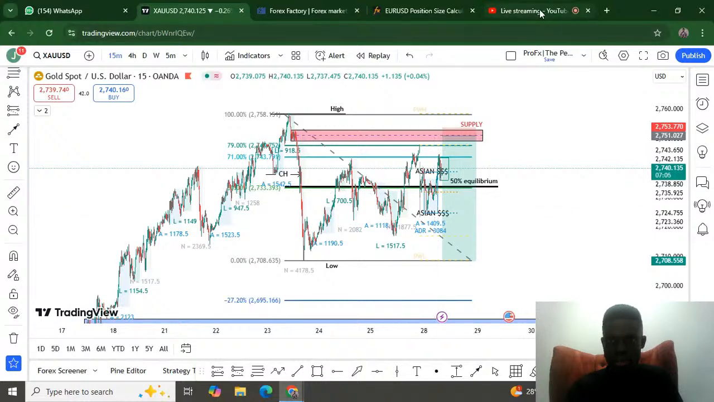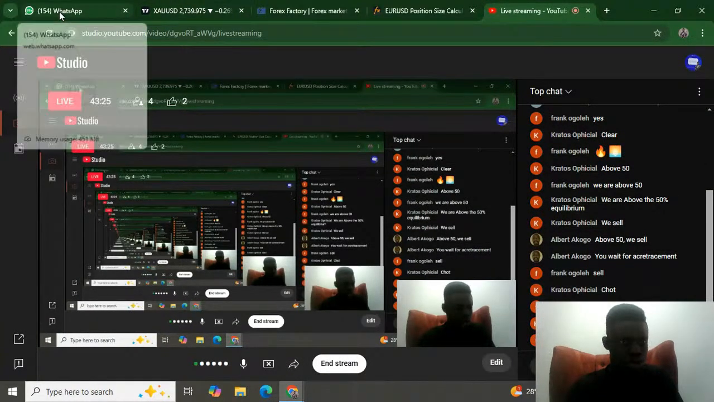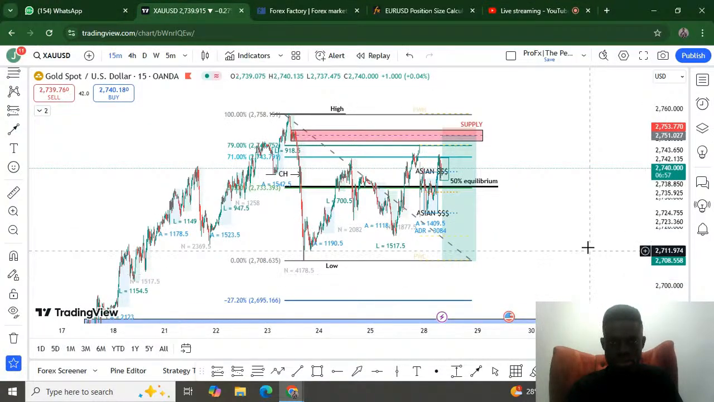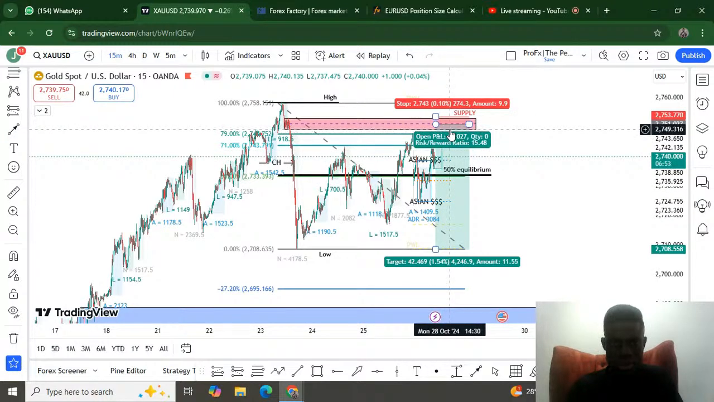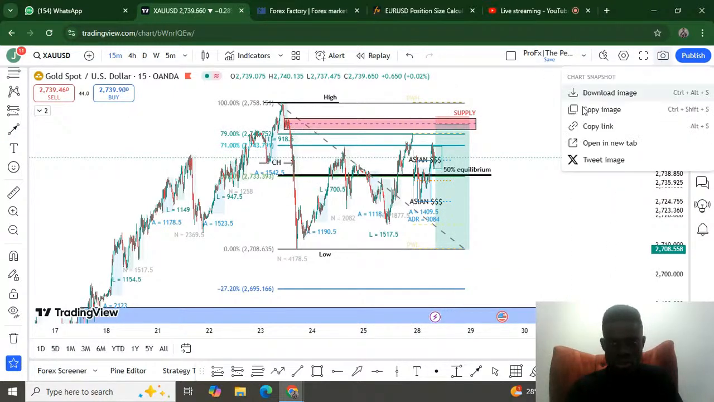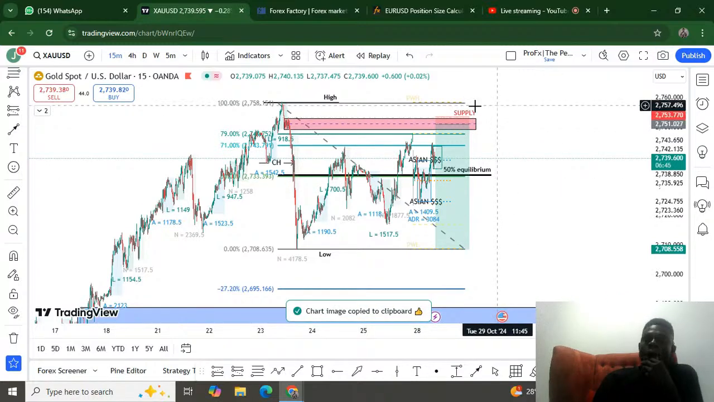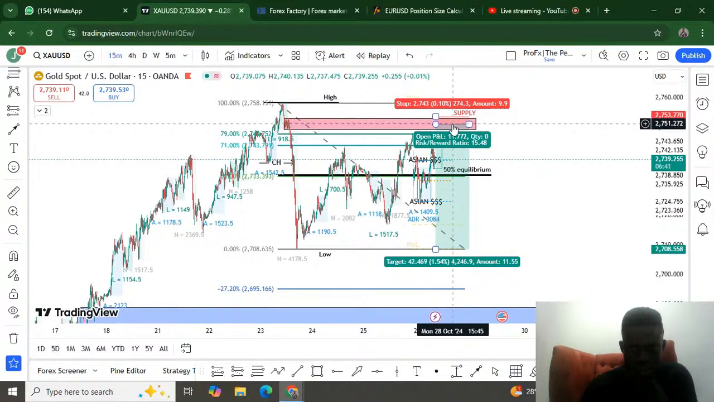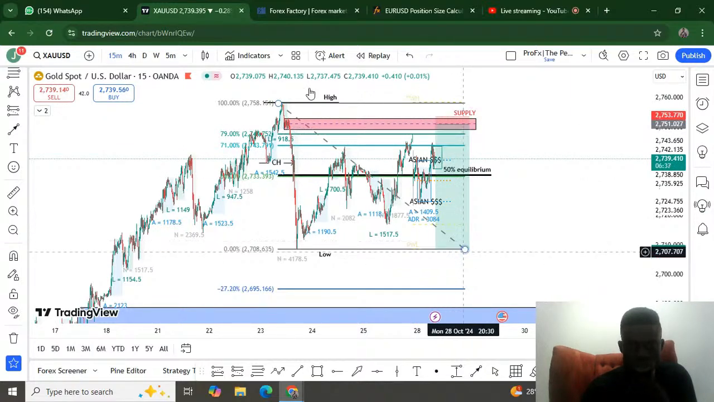Is that clear? I want to be sure gold is clear. So let me put this. So this is my first. I expect to see more manipulation during London session to the upside, or more accumulation. Then New York will distribute to the downside.